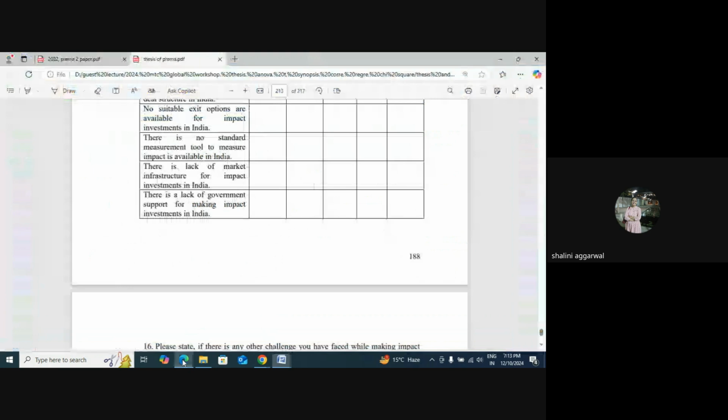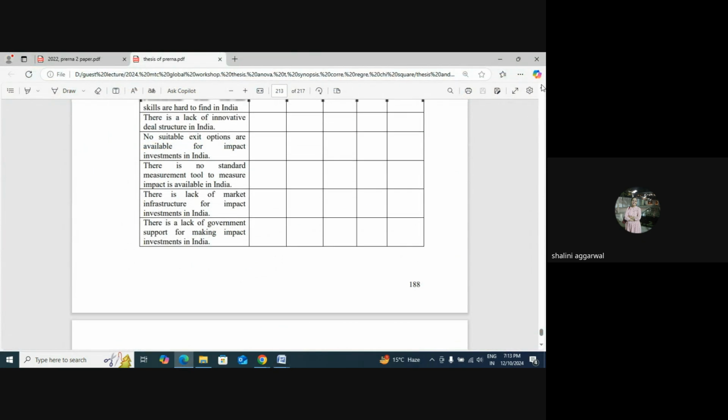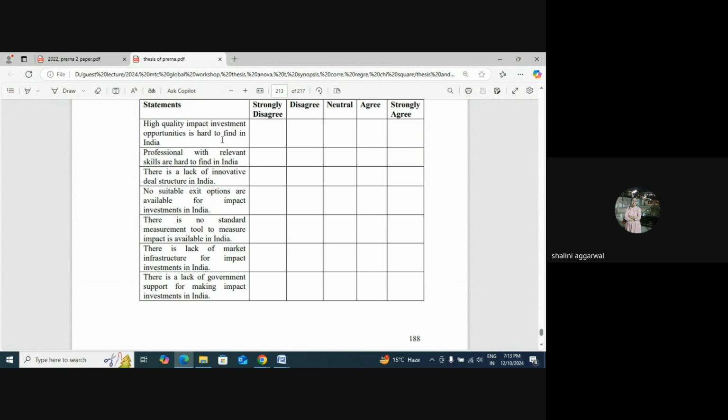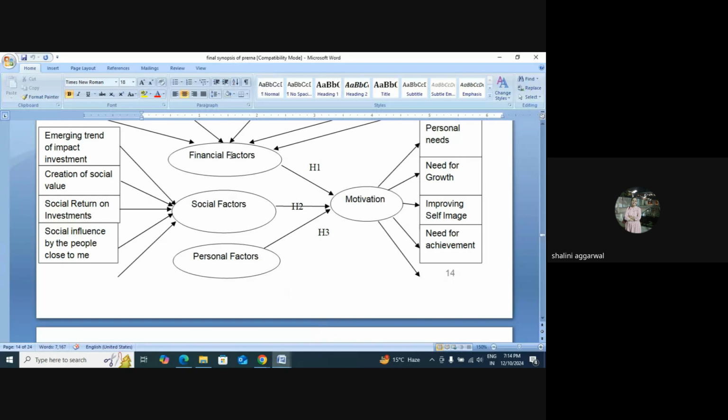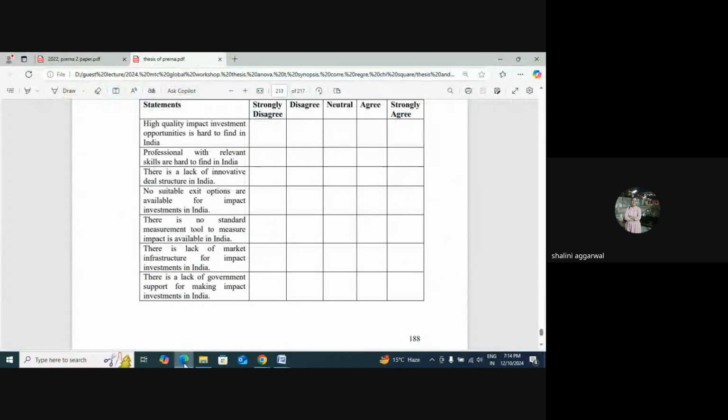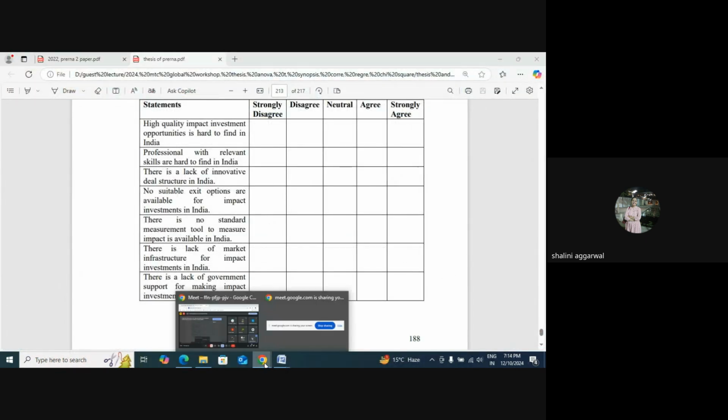And all these statements that we have taken, we have not designed these statements. Please remember that we have not designed these statements on our own. We have taken the statements that have already been designed by some people earlier, and we have mentioned this in our research methodology part. Just have a look, financial factor statements we have taken from this person, right? So this is the most important thing when you are designing a questionnaire.